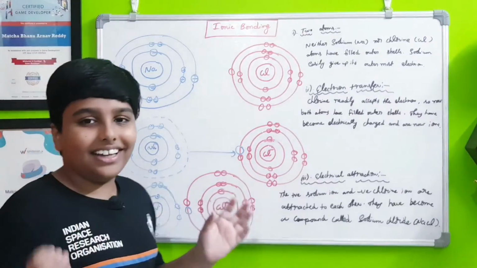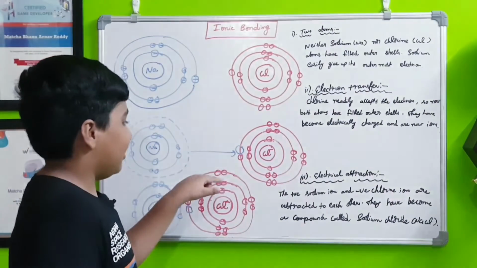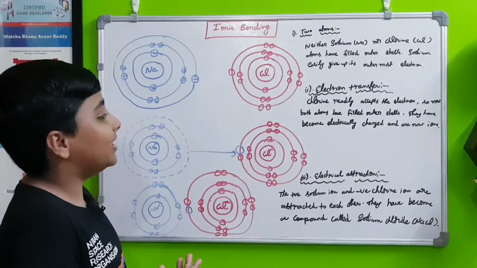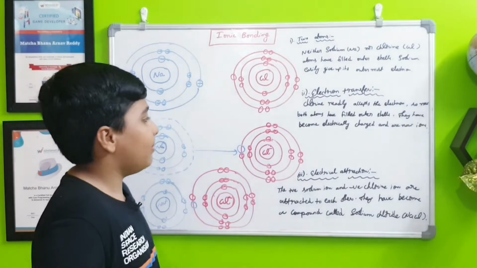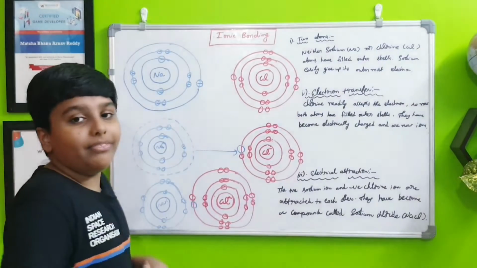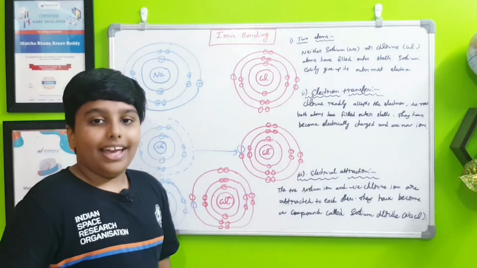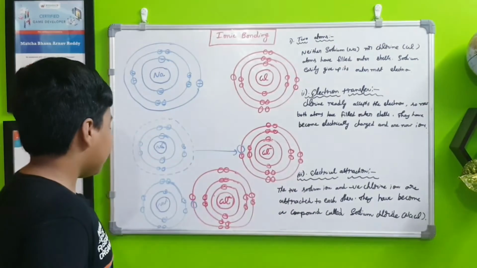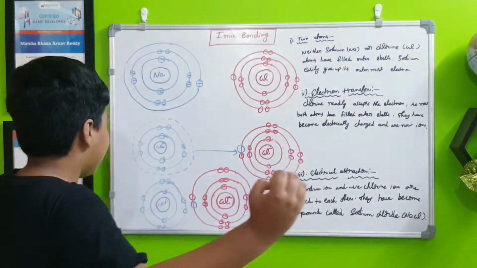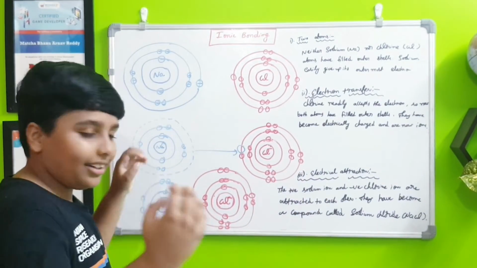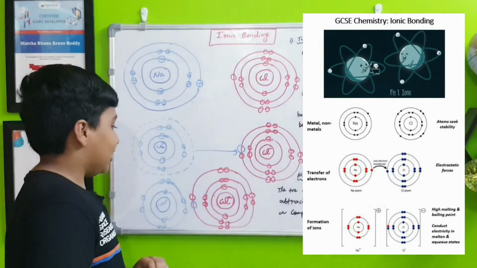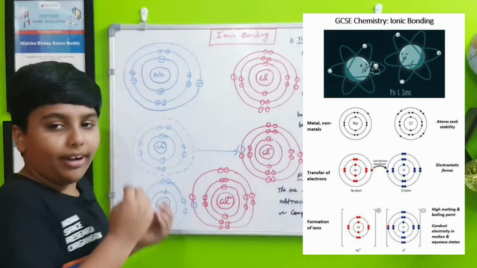Chlorine is the acceptor of the electron. Now both atoms have filled outer shells. They have become electrically charged and are now ions: positive sodium and negative chlorine. Now the electrostatic force will join them to each other. They will stick to each other to form bonds, because one is positive and one is negative.